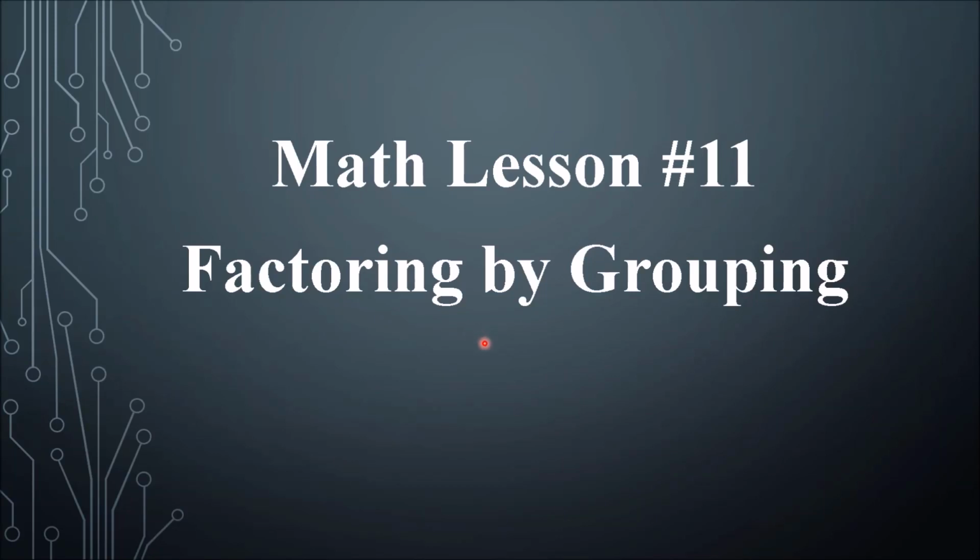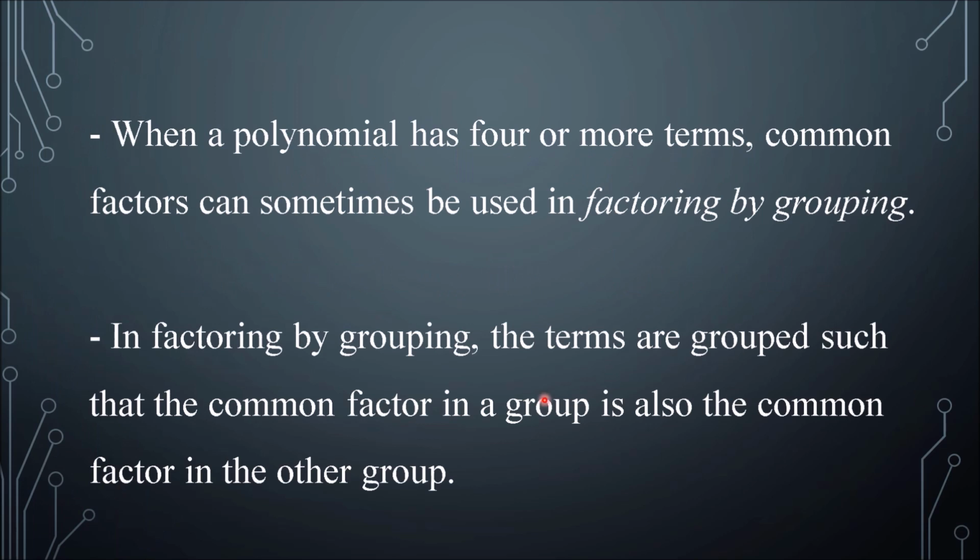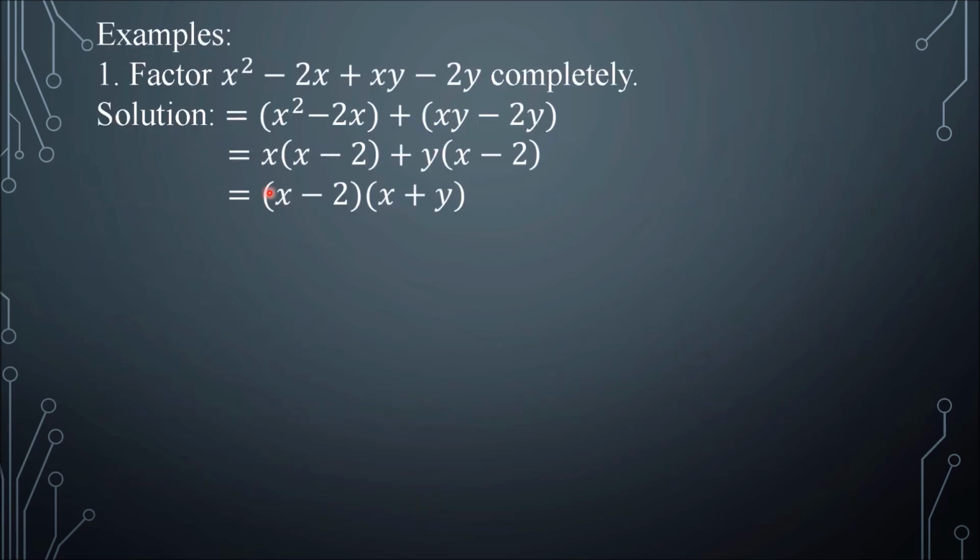Math lesson number 11, factoring by grouping. When a polynomial has 4 or more terms, common factors can sometimes be used in factoring by grouping. Now, in factoring by grouping, the terms are grouped such that the common factor in a group is also the common factor in the other group. Let's have examples. Number 1.